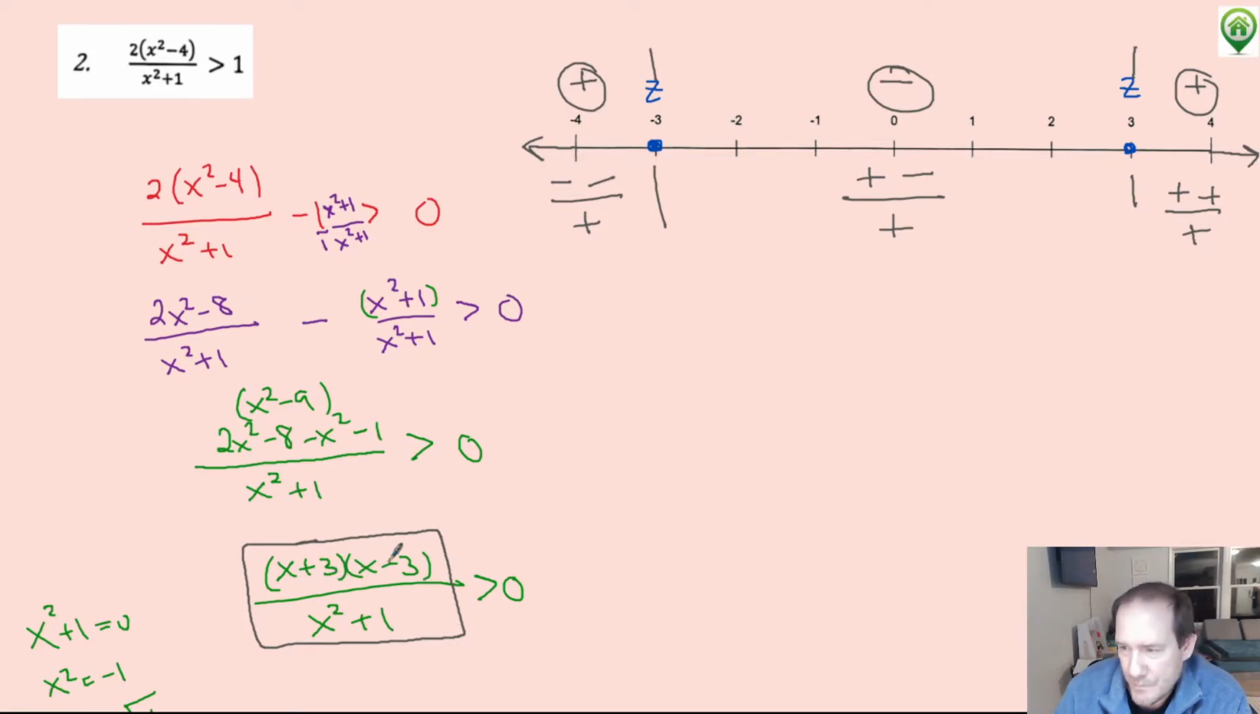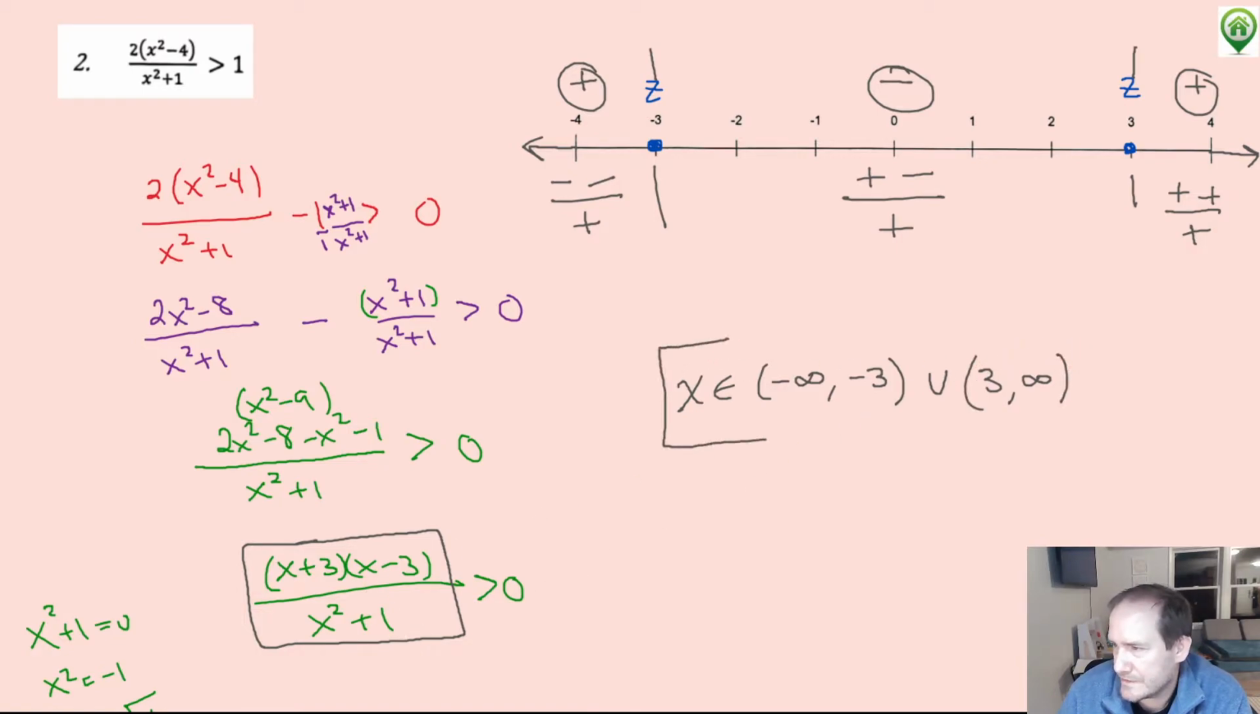Based on our inequality, I should say, not our equation, we're saying we want the function to be greater than 0, so we're looking for those positive guys. So we'll say x is an element of the interval that goes from negative infinity up to negative 3. Now this time negative 3 is a 0, but we can't equal 0, so this is going to be a soft bracket again. We'll go union. And then we're not positive again until we get to 3, so we'll go 3 to infinity. Again, 3 is a 0, but zeros aren't allowed, so soft bracket. And that's our solution set.